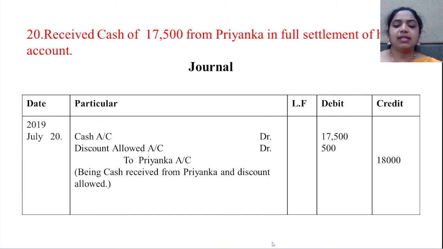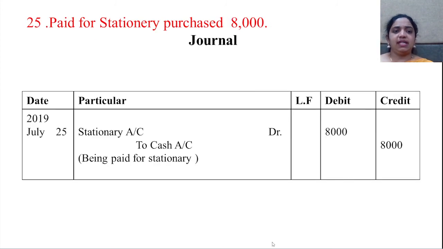Clear? Next transaction is about date 25. That is paid for stationery purchased 8,000. Now, whenever you pay, I told you what goes out? Cash goes out. And stationery, when you purchase, it is an expense. So for this, the journal entry should be stationery account debit to cash account, 8,000 on debit, 8,000 on credit, being paid for stationery. Got it?